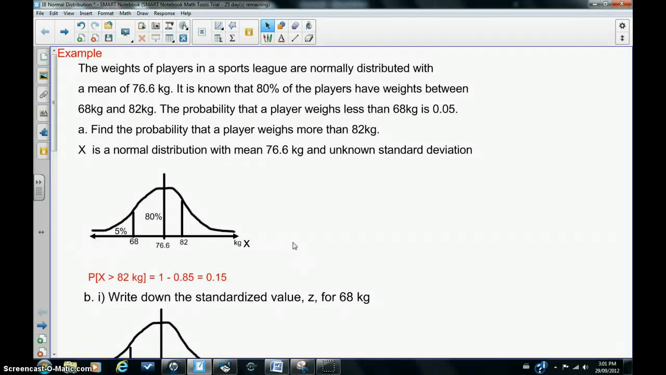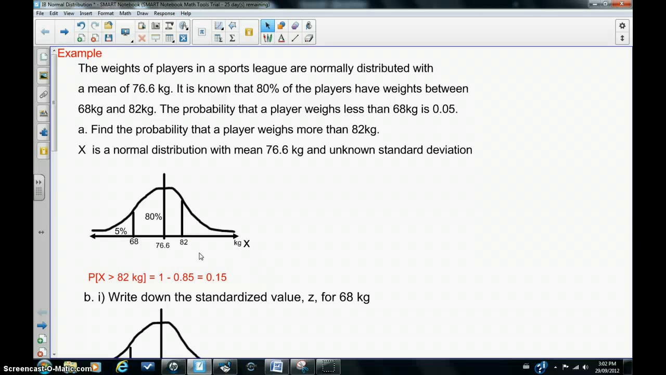Part A. Find the probability that a player weighs more than 82 kilograms. Well, first of all, realize that this question involves the normal distribution, so it's a good idea to draw the normal curve in, which is bell-shaped, and to put in all the information that we're given. So you can see the mean weight is 76.6 at the center of the curve, and 80% of the weights lie between 68 and 82 kilograms. We're given that information, and also the probability that a player has a weight of less than 68 kilograms is 0.05 or 5%.